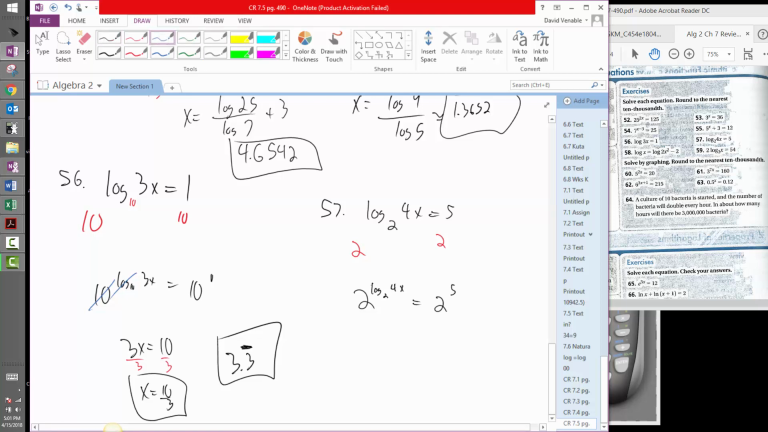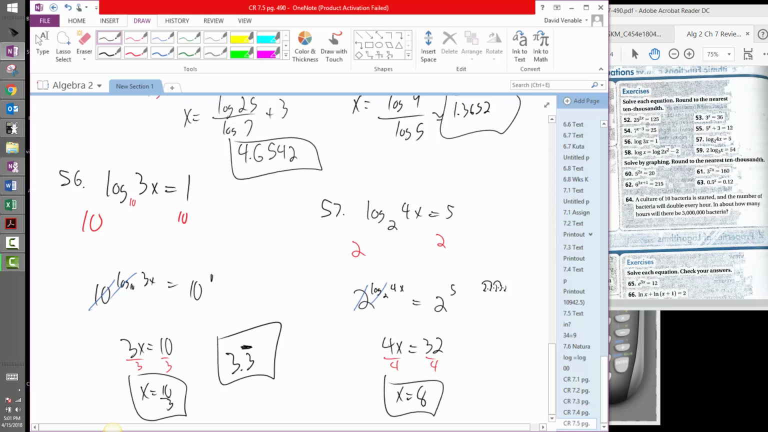Now what happens is this thing and this thing cancel out. You can confirm that in your calculator if you want. But you get 4x equals 2 to the 5th. Now what's 2 to the 5th? Well, that's 2 times 2 times 2 times 2 times 2. So that's 4 times 4, which is 16. 16 times 2 is 32. So 4x equals 32, and so I can divide by 4 on both sides. And then I get x is equal to 8.